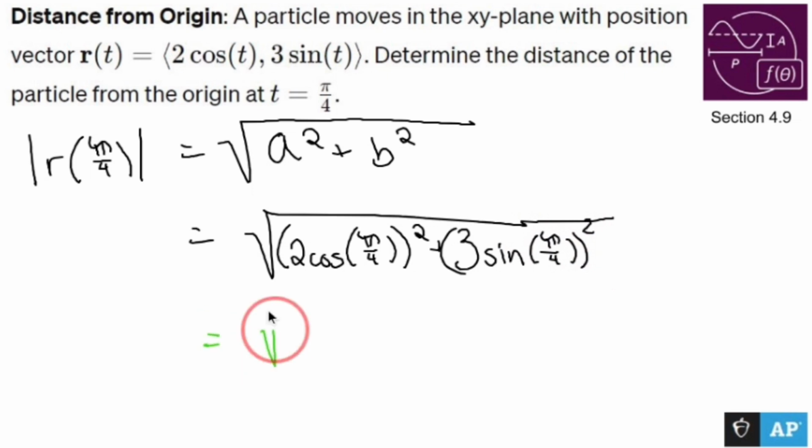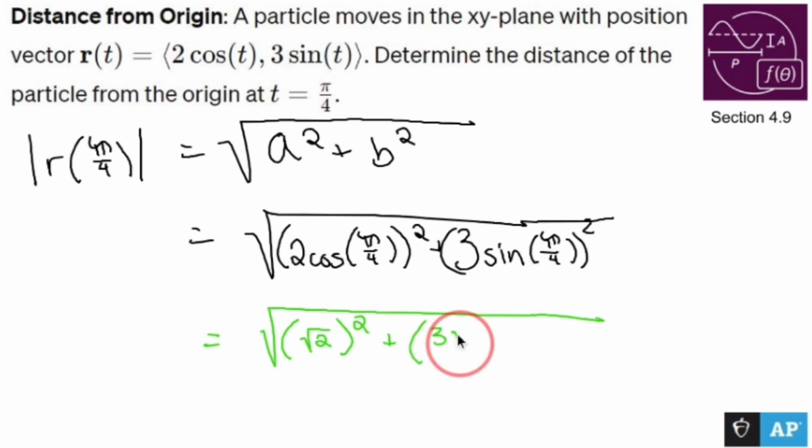Now, cosine of pi over 4 is root 2 over 2. So we have 2 times root 2 over 2, so just root 2, squared, plus 3 sine of pi over 4, which is also root 2 over 2. So nothing fancy happening here. It's going to be (3 root 2 over 2) squared. I'm going to need the space, not so much for the left one, but for the right one.